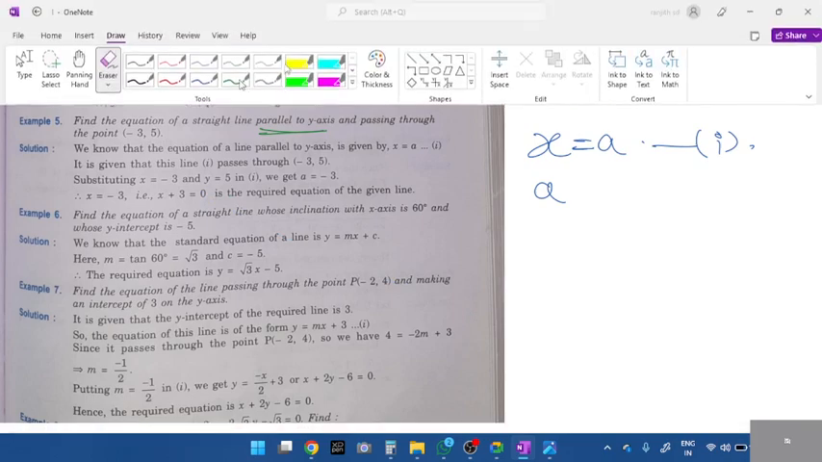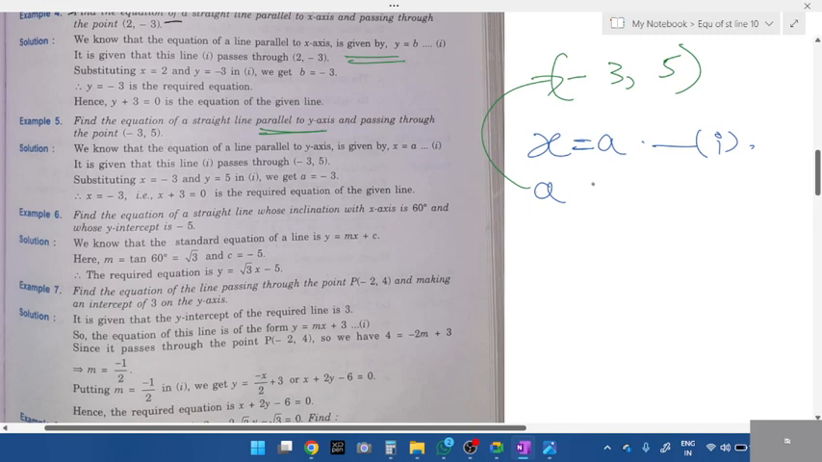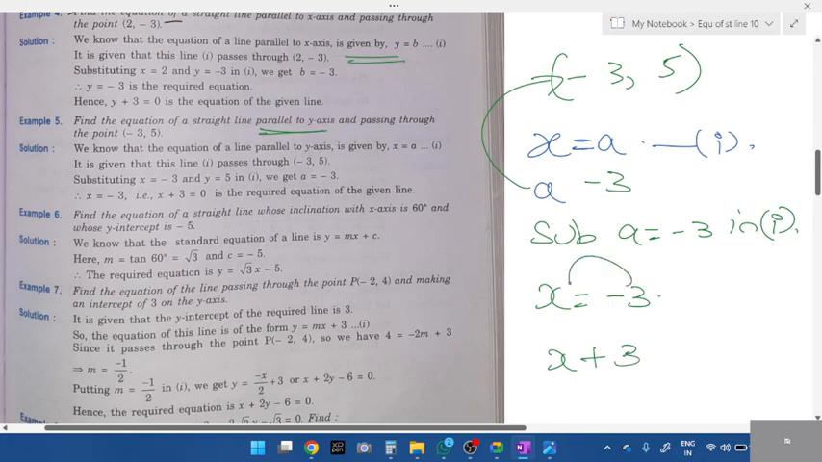X is equal to A. A is equal to minus 3. Substitute A is equal to minus 3 in X in the first equation. Therefore, X is equal to minus 3. X plus 3 is equal to 0.